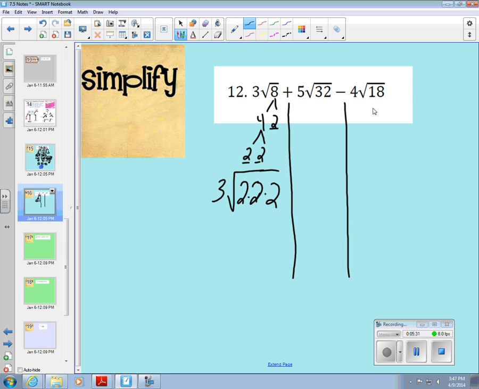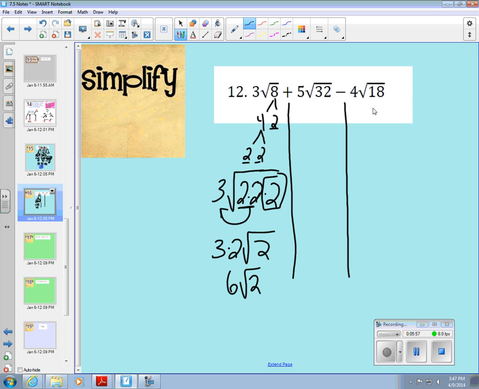All right, so we have an index of 2, so we're looking for pairs of 2's, or groups of numbers in groups of 2's, if that makes sense. So we have a group of 2 2's here, so bring out 1 2. So we have 3 times 2, and notice we're still left with 1 2 underneath the radical. So that gives us 3 times 2, which is 6 root 2. So that's our first term simplified.